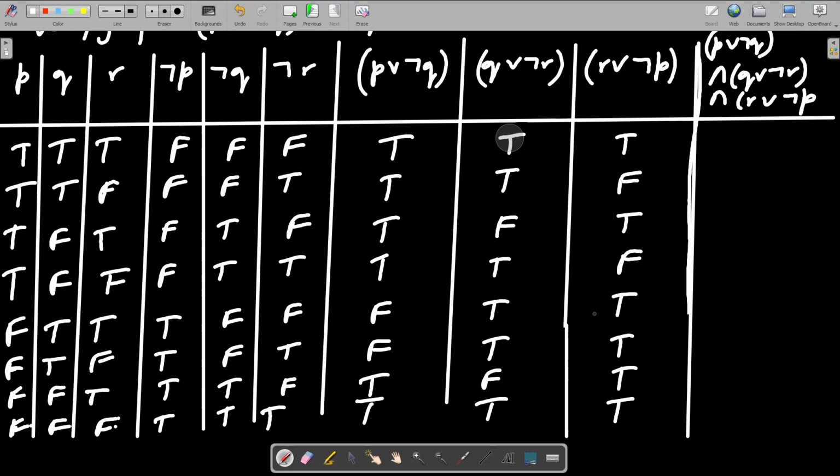And when is the AND statement true? The AND statement is true when all the individual parts are true. So we are looking at the seventh, eighth, and ninth columns. If all three columns are true, then it's going to be true. So this is true, false, false, false, false, false, false, true. So is this statement satisfiable? Yes.